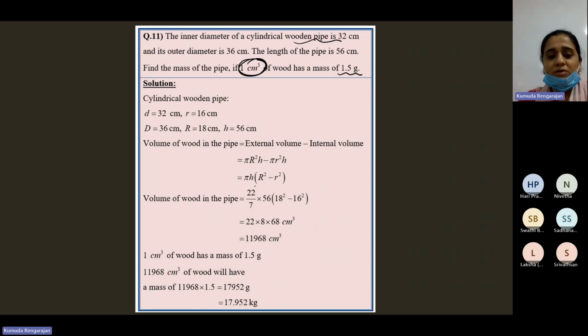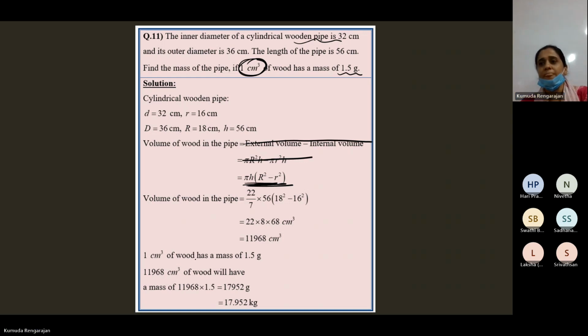So this is the formula. You can write this straight away: pi h (capital R square minus small r square). Directly you can write this. So substitute the values. The height is this one, 56. Then the radius and all that is given to you. Work it out, you get this one.